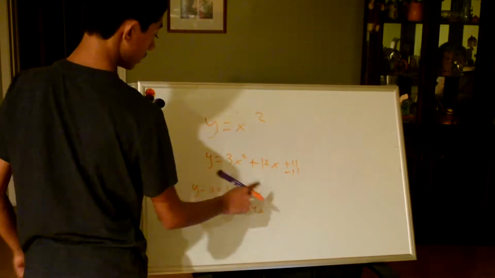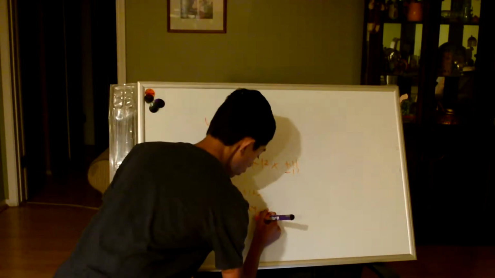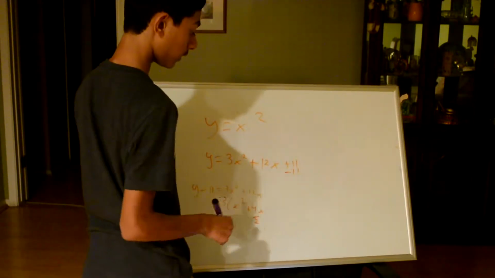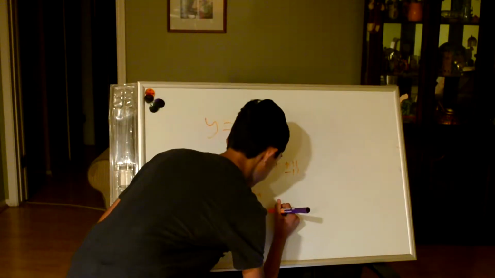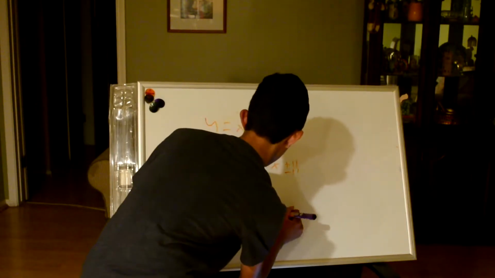Okay? Now for this, you divide the second variable, so it'll be 4 divided by 2, and 2 squared, then you do 2 squared, so it'll be plus 4. Okay? So now this is the equation so far.